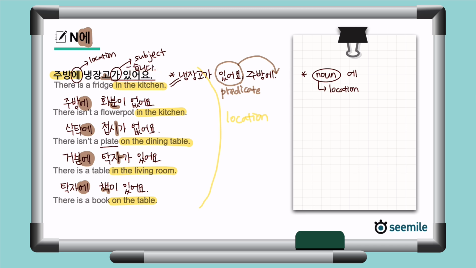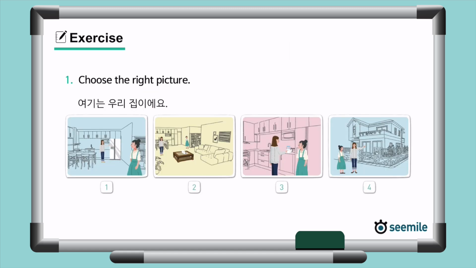Now repeat after me. 주방에 냉장고가 있어요. 주방에 화분이 없어요. 식탁에 접시가 없어요. 거실에 탁자가 있어요. 탁자에 책이 있어요. Great job! Now, by solving the questions on page 44, let's review what we learned today.